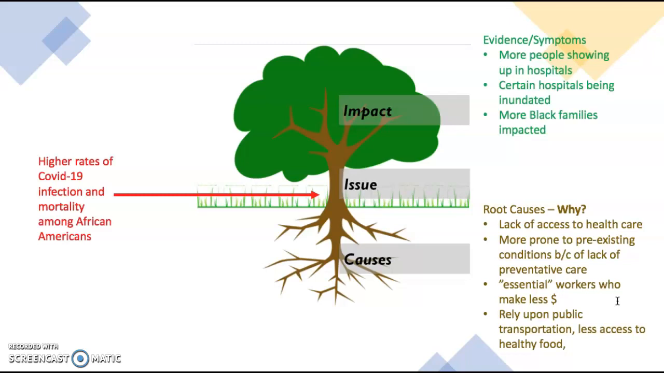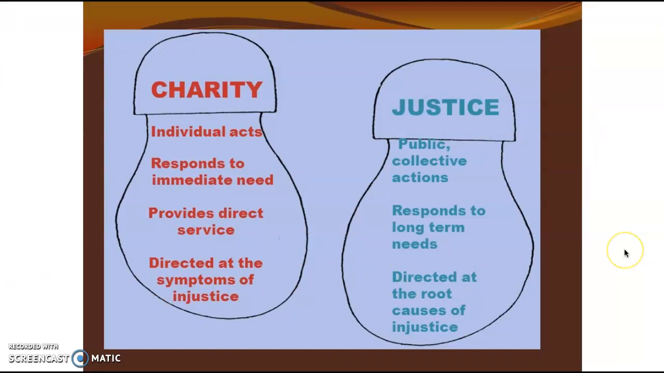So again, justice work is going to be about trying to get at the root causes. Another way that we could look at this dichotomy is that we could say that charity work is the work of addressing the leaves and the branches in the problem tree, addressing the symptoms. And charity is usually individual acts that respond to immediate need. They provide a one-to-one or an immediate direct service. And they really are looking at the symptoms, right? The symptoms being like, what are the symptoms of COVID-19? What are the things that manifest themselves so that we know that we have this problem on our hands?